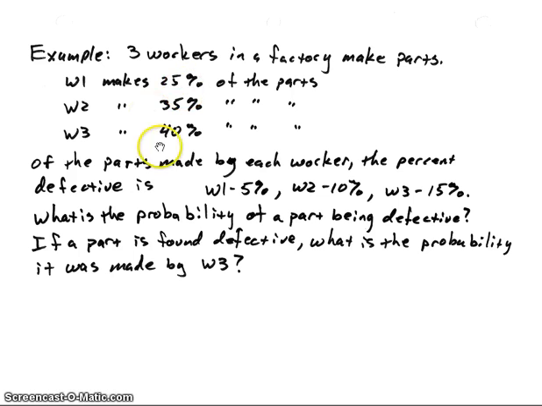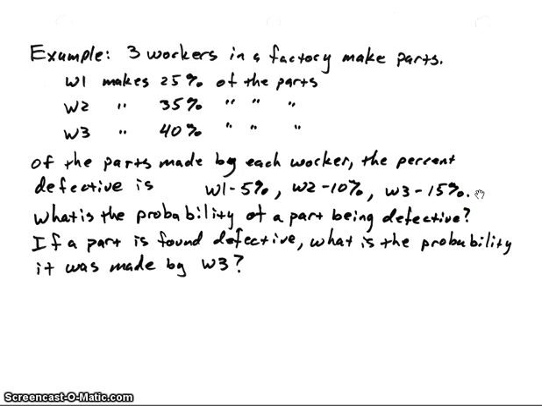And that should add up to 100%. Now, of the parts that are made by each of the workers, the percent defective made by worker 1, so in other words, when worker 1 makes a part, 5% of his will be defective. When worker 2 makes parts, 10% of his will be defective, and worker 3, 15% of his will be defective. Now I made up this problem, but you can see I made it up so that the guy that's working faster, getting more parts done, has more defects.